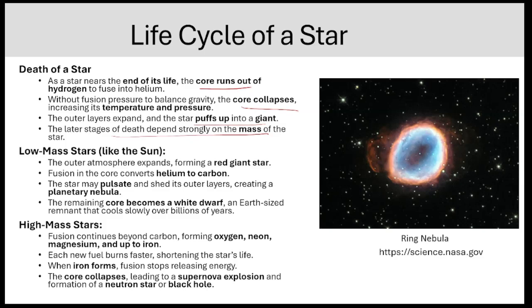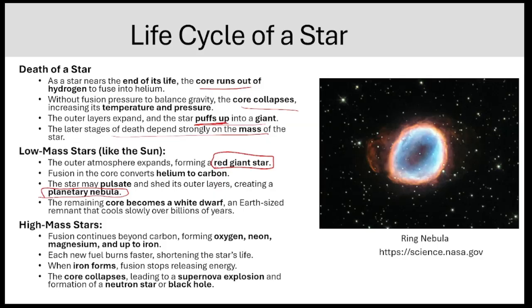For low mass stars like the sun, the outer layer will expand, as we said. The outer layer will puff off and convert into a red giant star, and eventually this outer layer that was puffed up will shed out of this red giant, and they will form a planetary nebula.